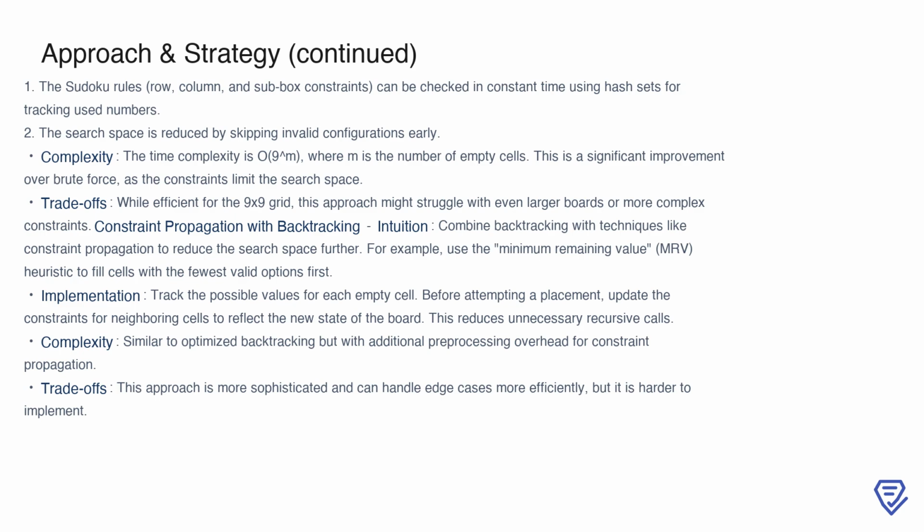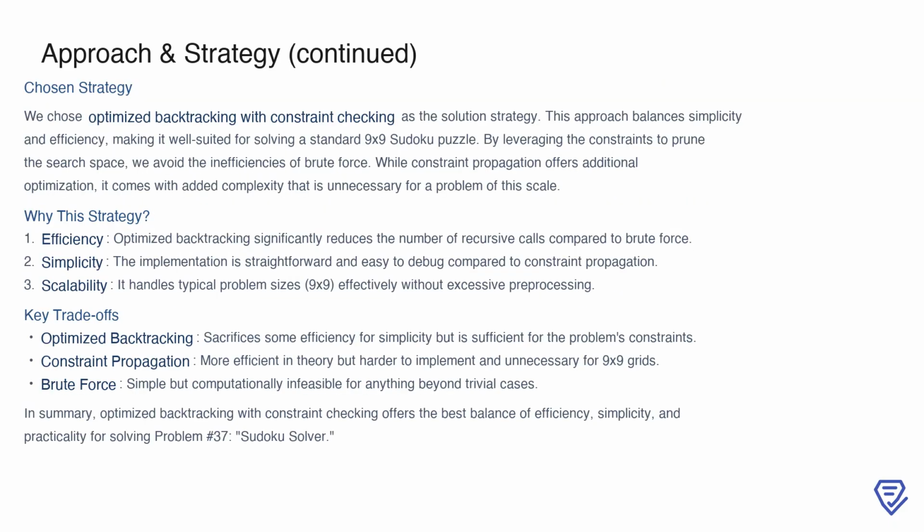Constraint propagation, an advanced technique, can further reduce the search space. By applying heuristics like the minimum remaining value, we prioritize filling cells with fewer valid options first, which often leads to faster solutions. This involves tracking the possible values for each empty cell and updating neighboring cells' constraints after each placement. While this approach can handle complex edge cases more effectively, it introduces additional pre-processing overhead and complexity, making it challenging to implement. For this problem, the strategy we chose is optimized backtracking with constraint checking.